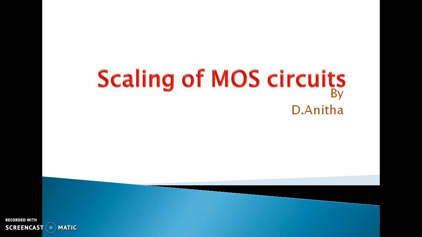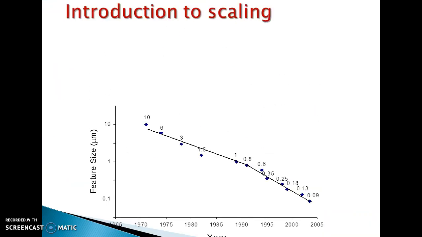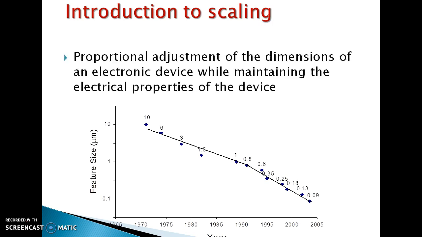I am going to explain about the scaling of MOS circuits. So what is meant by scaling? If you see the feature size of the MOSFET, in 1965 it was around 10 micrometer, whereas in 2005 it has come down to 90 nanometer. That means the size of the MOSFET is shrinking or scaling.